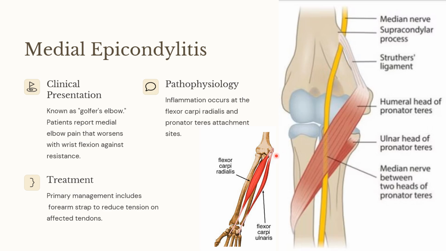What is the treatment? The treatment is forearm strap. How does forearm strap help? This strap is generally worn around the forearm just below the elbow. It will apply gentle pressure to the muscles and the tendons, which will reduce the strain on the medial epicondyle, where the tendon is inflamed and causing pain. So since the strain is being redistributed, it gives a better chance of the body to heal by itself.